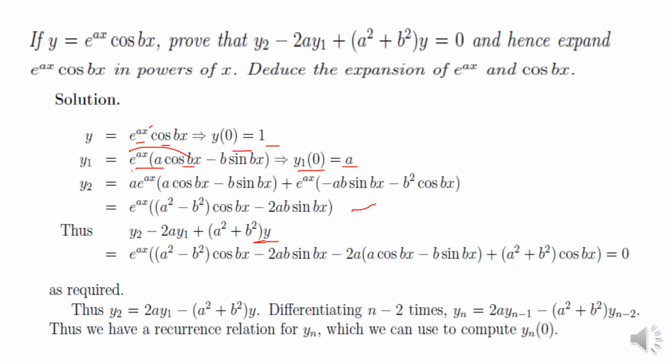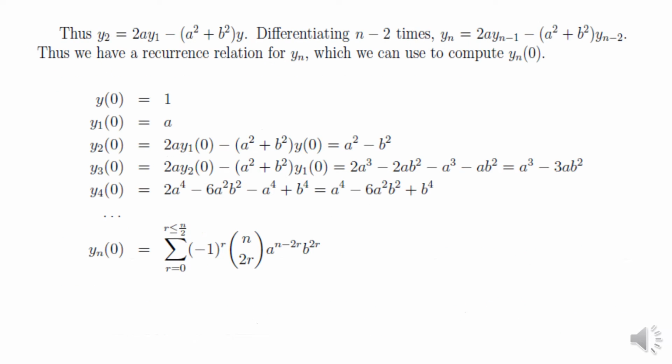Now we need a general term, that is a recurrence relation for yn, so we differentiate it n minus 2 times further and get that on the left hand side it becomes yn, and on the right hand side one time differentiation is already there, so 2a yn minus 1, and this is minus (a square plus b square) yn minus 2. This is the recurrence relation which we will use.